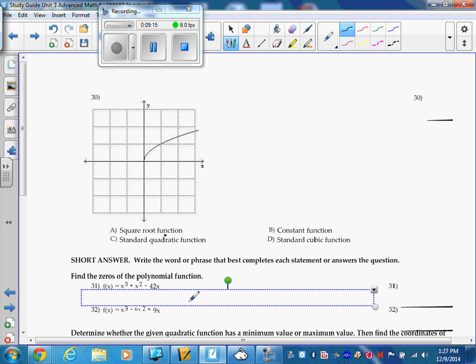Question 30, this one starts here and goes on forever. This is the square root function, and this is one people miss a lot too. This is the square root function.